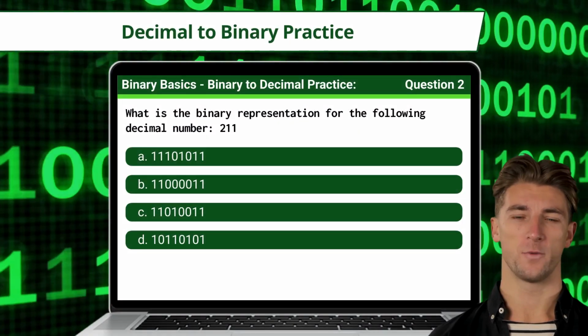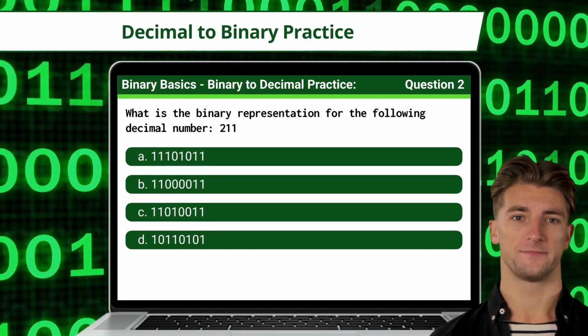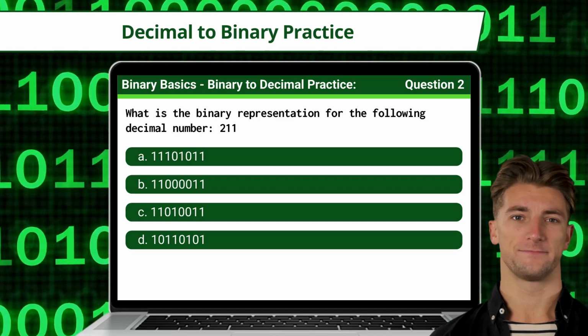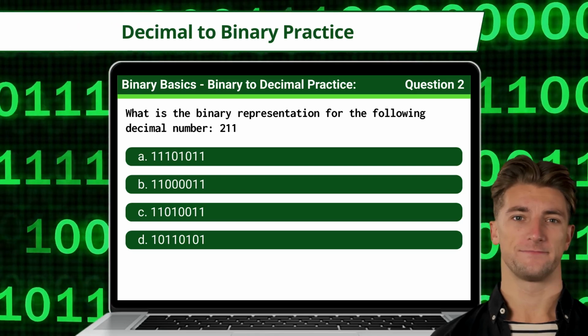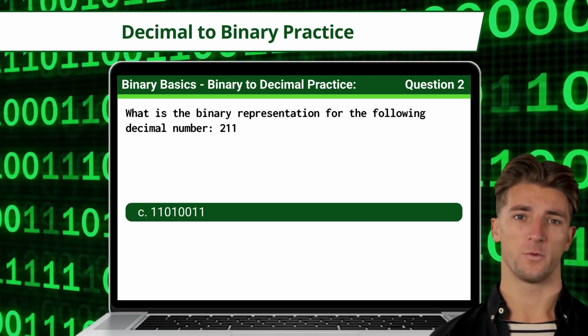Question 2. What is the binary representation for the following decimal number? 211. The answer is C. 110100011.